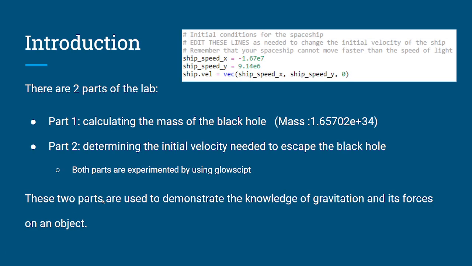So for the introduction, there are two parts to the lab. Part 1, calculating the mass of the black hole, which in this case was 1.65 e34. And part 2, determining the initial velocity to escape the black hole, which was here 1.67 e7 negative and 9.14 e6. These two parts were used to demonstrate the knowledge of gravitation and its forces on an object.